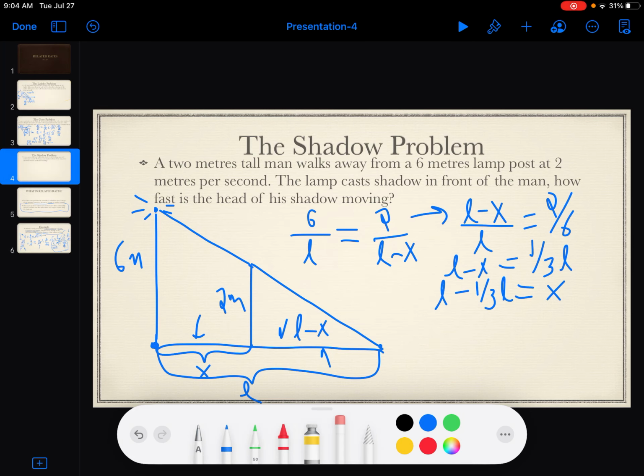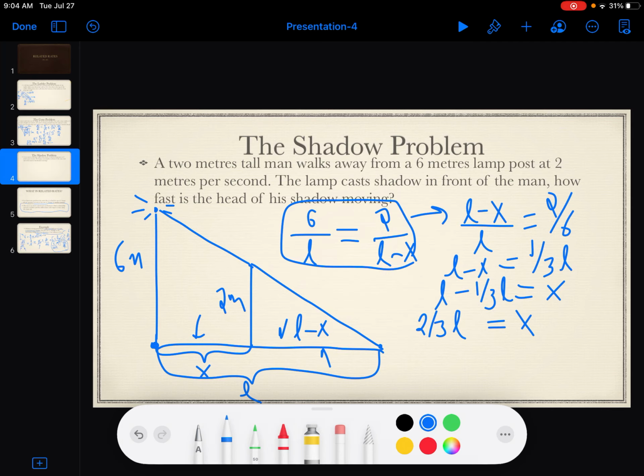So we get L minus 1 over 3 L is equal to X. I'm just going to erase this. And what do we get? Well, now we just get 2 over 3 L is equal to X. Pretty simple now. We've simplified this expression, and we've gotten something easier to work with. And what we've gotten is our relationship between L and X, basically the two lengths that we needed, since we're trying to figure out the relationship between how fast the head of the shadow is moving, the rate of that, and the rate of change in X.